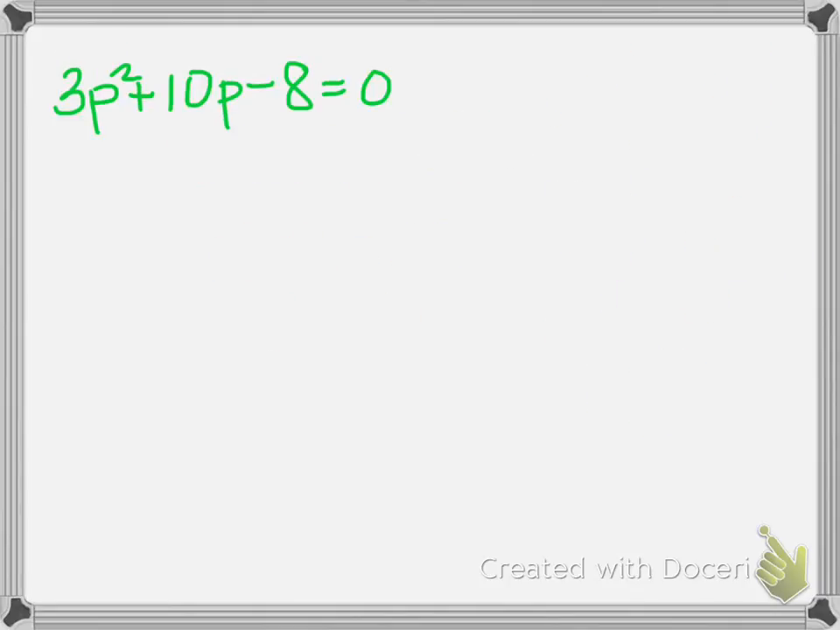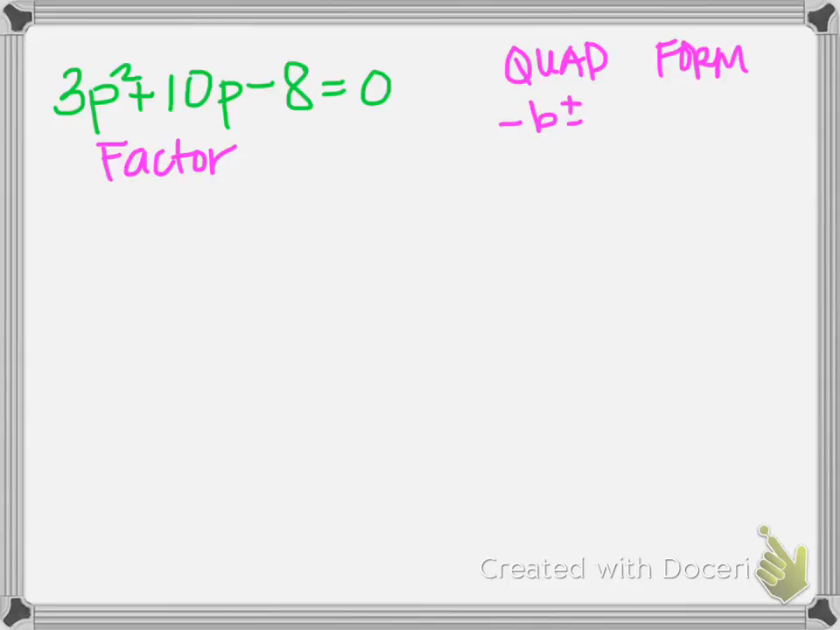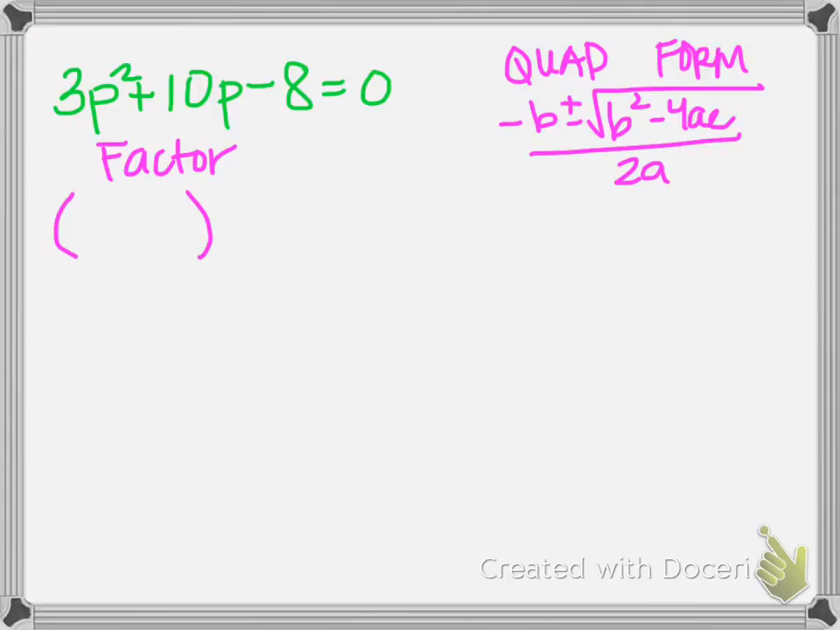The last question for number 11 from your practice is 3p squared plus 10p minus 8 equals 0. And there's 2 ways we can solve this. One way is to factor. The other way is the quadratic formula. Okay. Quadratic formula, negative b plus or minus the square root, b squared minus 4ac, all divided by 2a. Okay. Factoring is when we take groups and multiply them together.